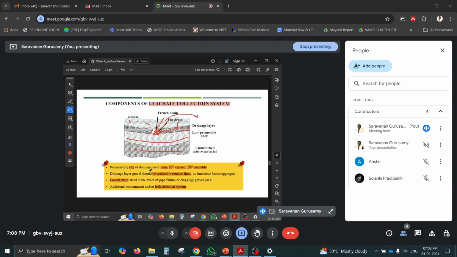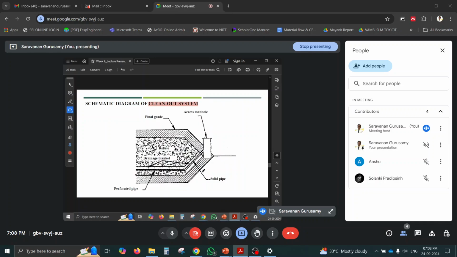So the permeability of the drainage layer will be very high, and the drainage layer gravel should be washed to remove fines. Then this is called a French drain, used in the event of pipe failure or clogging. An additional contamination leak detection system should be there.